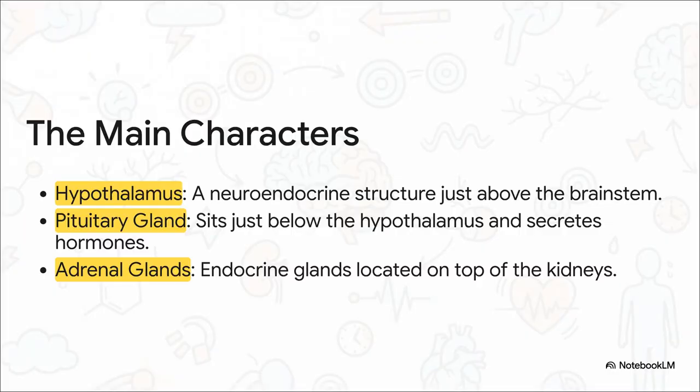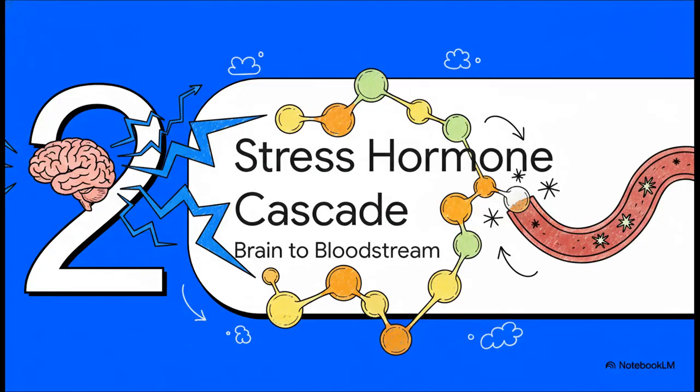The chain of command involves these three structures. You've got the hypothalamus up in the brain acting as the big boss, which then sends orders to the pituitary gland just beneath it. The pituitary, in turn, directs the adrenal glands, which, as the name suggests, sit right on top of your kidneys. All of this communication happens through a really precise hormonal cascade, which we're about to get into.